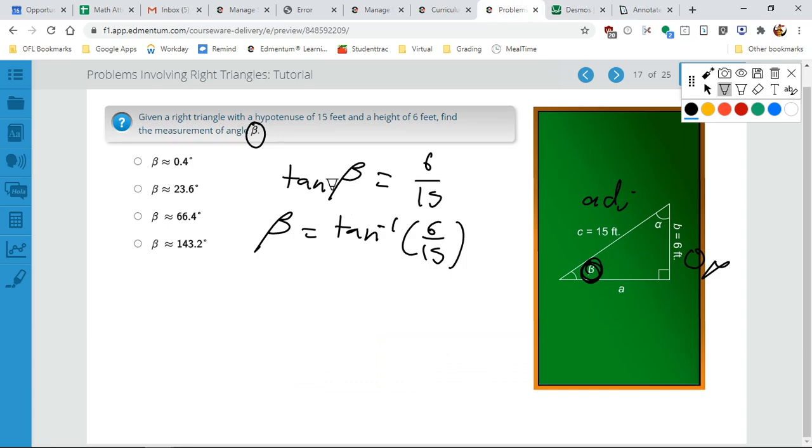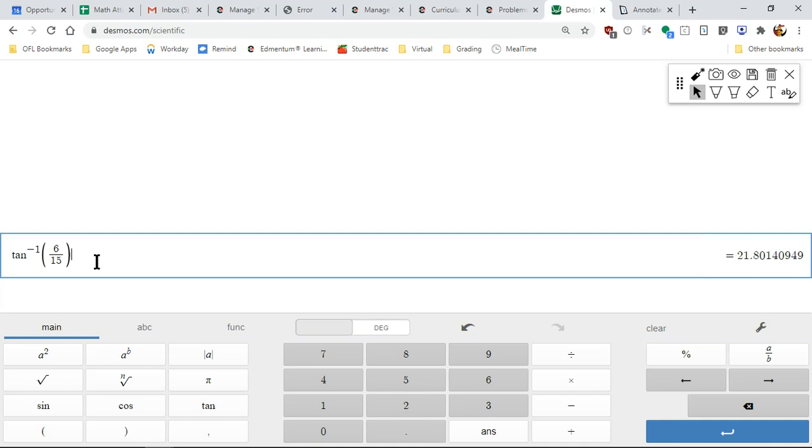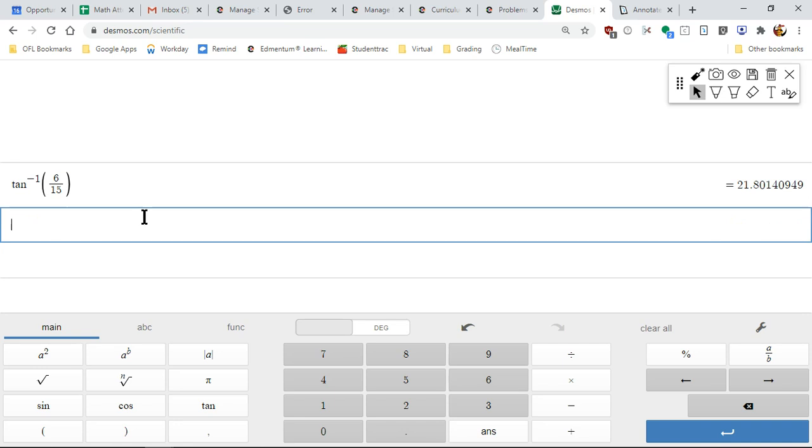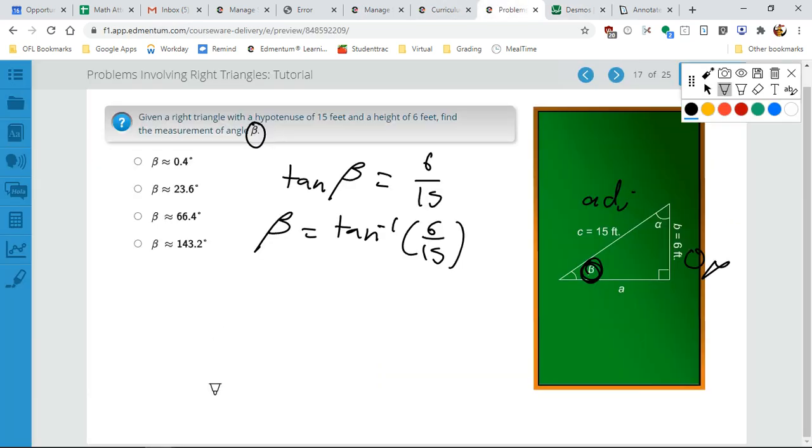Let's see if that's... Oh, this is not Desmos' fault. I forgot to switch it to degrees. Oh, never mind. It was on degrees. Desmos, we have a problem here. Why isn't this working?